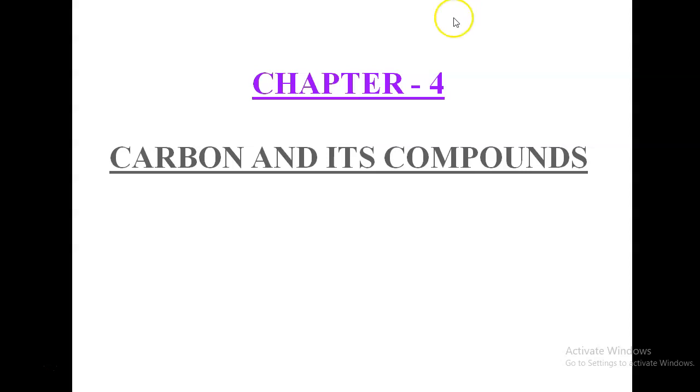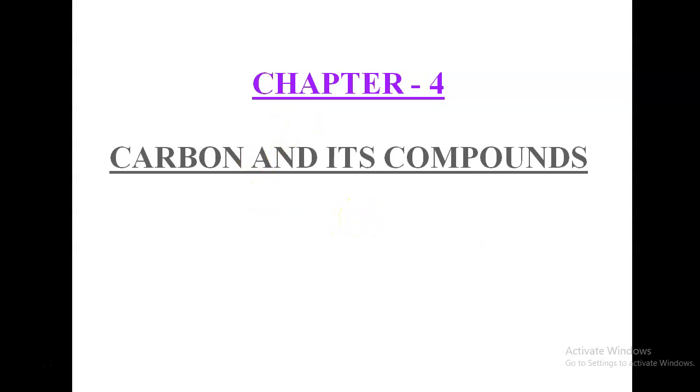So today I'm going to start carbon and its compounds. This is chapter number 4, as I have completed 3 chapters of class 10. For the third chapter I have also completed all the NCERT exercise questions and also the in-text questions. Okay, so let's start carbon and its compounds.